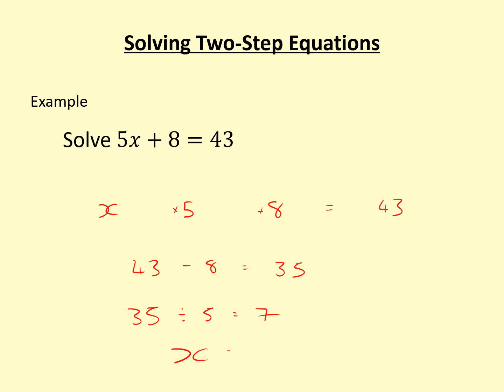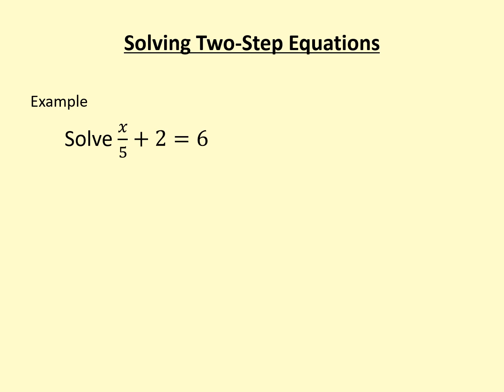So what we can say for that one is x must equal 7. And that makes sense because you think 5 times 7 is 35, add the 8, make it clear we're doing that first, it gets us that 43 we were looking for.